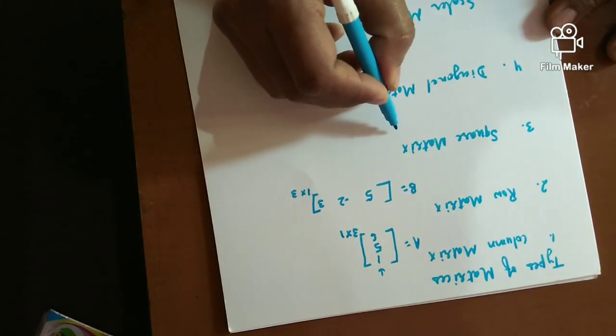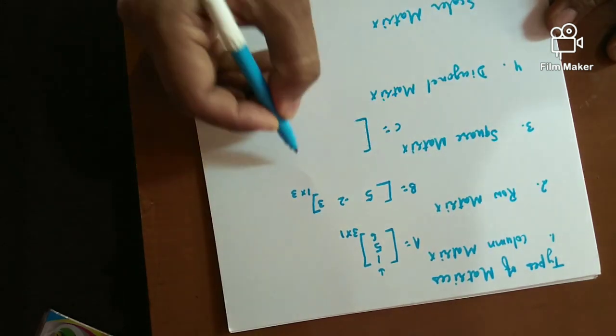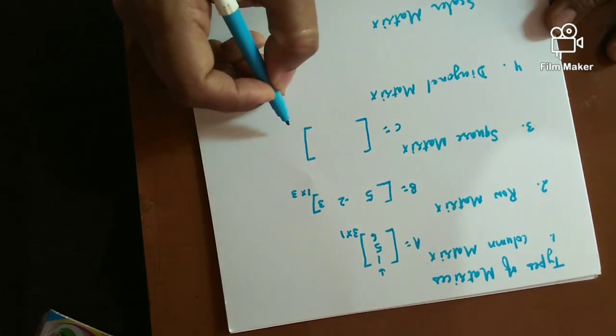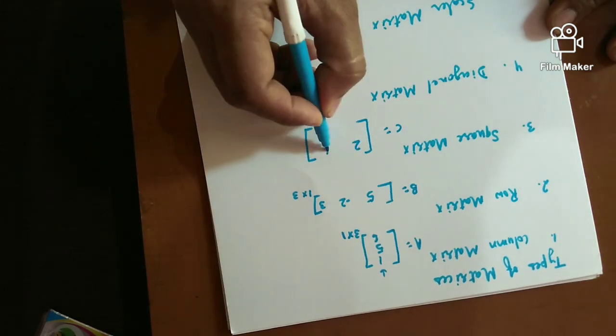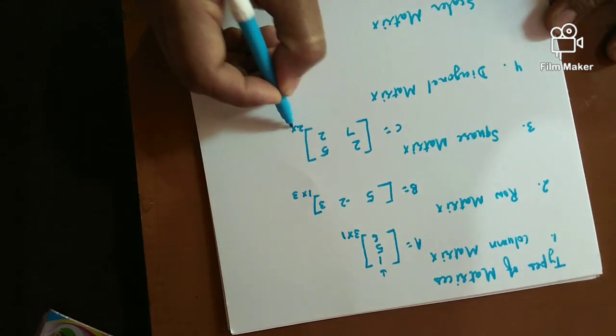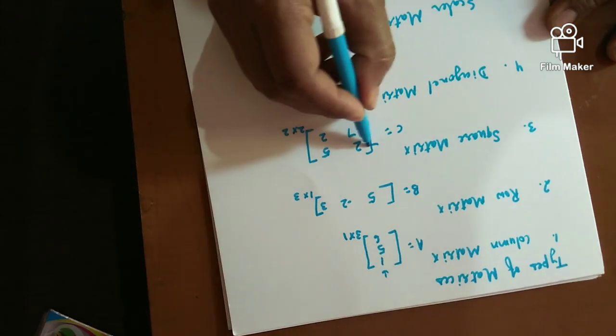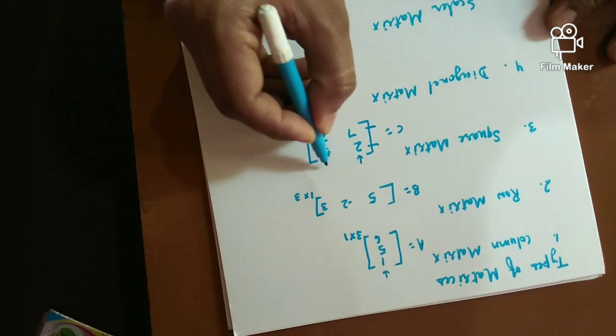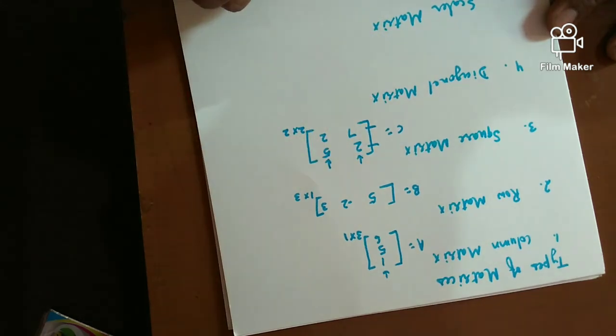Square matrix, as the name suggests, when number of rows and number of columns are equal, means 2, 5, 7, 2. Row 1, row 2 and column 1, column 2. So this type of matrix is called square matrix.